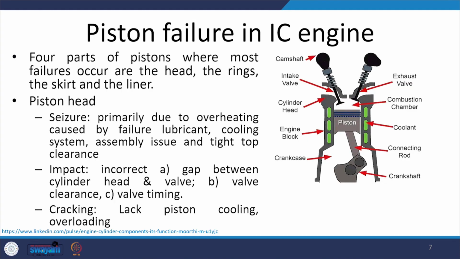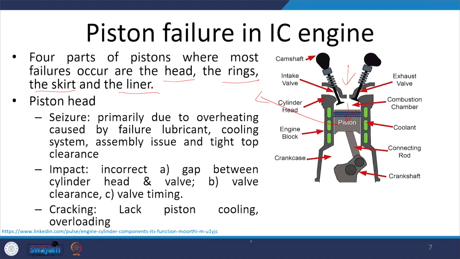On the other hand, if we see the piston and its failures, the fuel is injected, and in case of petrol engines the spark plug will ignite the mixture, and the gases will burn and push the piston down for the generation of power. These pistons are made of, say, aluminum, with piston rings of other materials. There are four parts of the piston where most failures occur: the head of the piston, piston rings, skirt of the piston and piston liner.